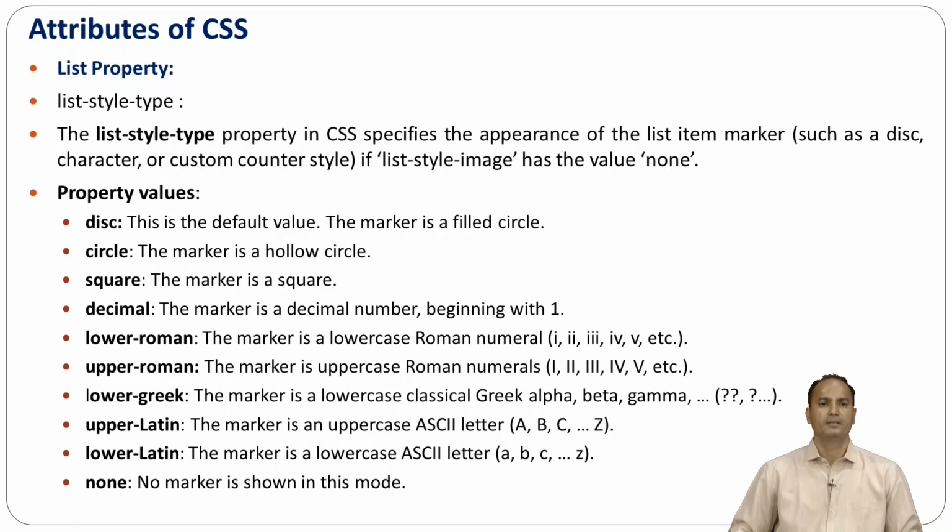List style type. The list style type property in CSS specifies the appearance of the list item markers, such as a disk, character or custom counter style, if list style image has the value none. Property values for the list style type may be disk, circle, square, decimal, lower Roman, upper Roman, lower Greek, upper Latin, lower Latin, none. This value may be reflected based on the version of the browsers and its support for the property. So depending on the browser and its version, this property will be reflected.